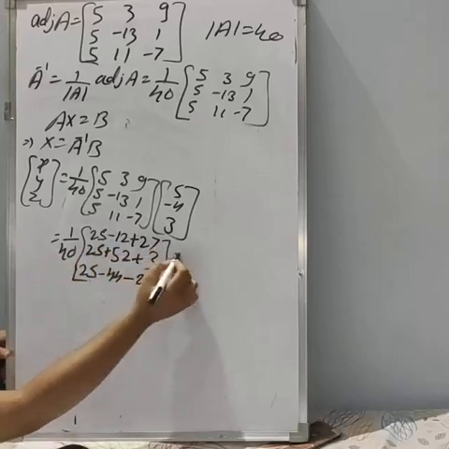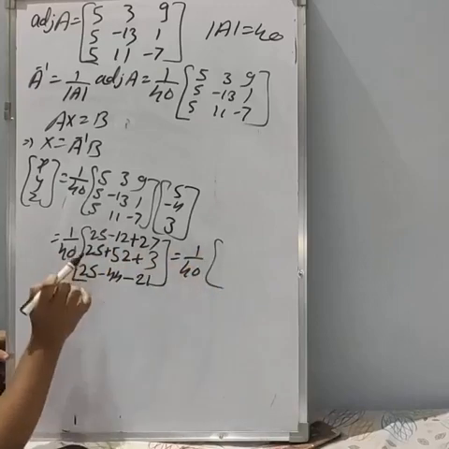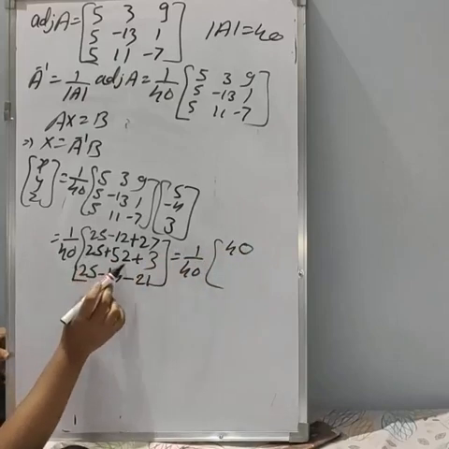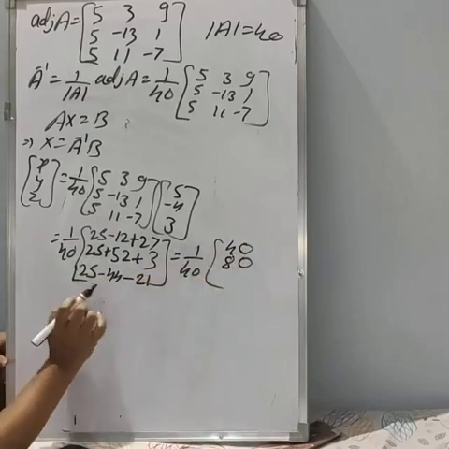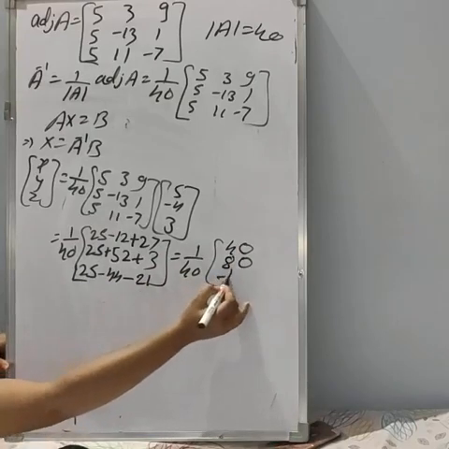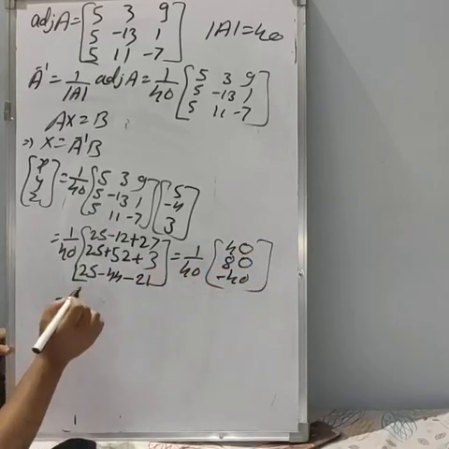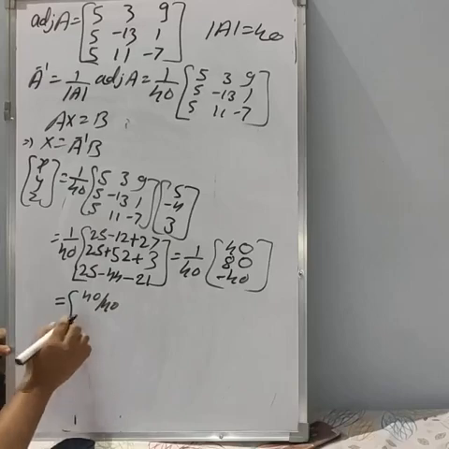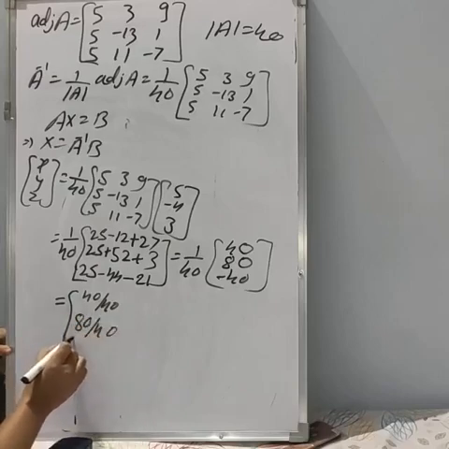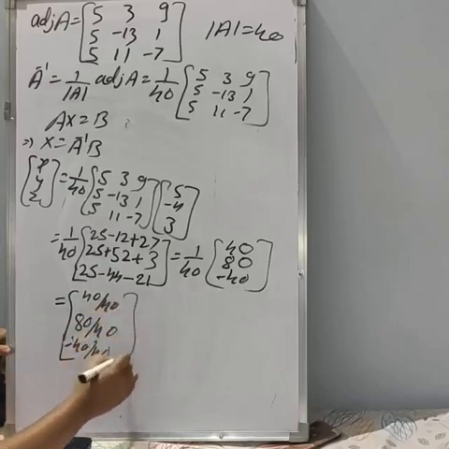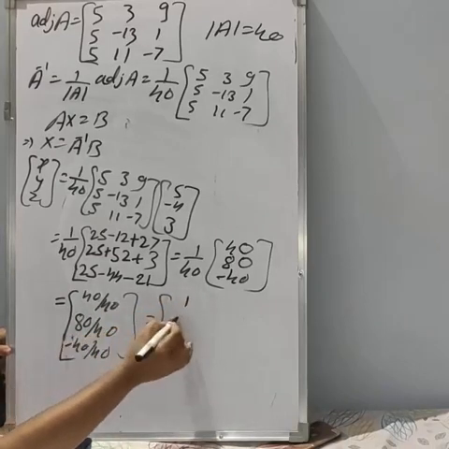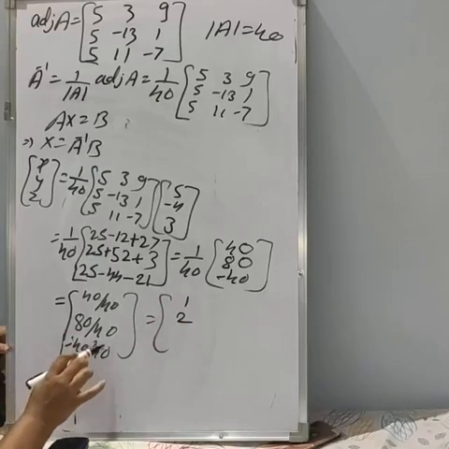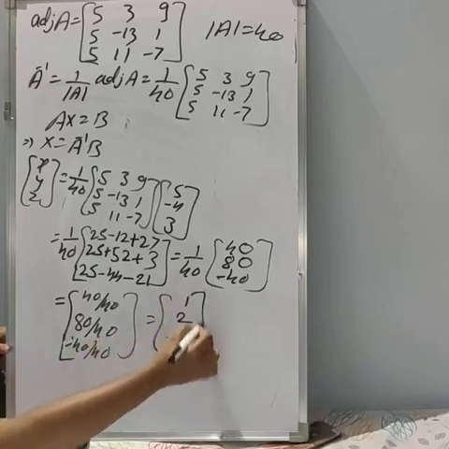Now you calculate this. So 1 upon 40 into 25 minus 12 plus 27. Use the calculator. You will get 40. 25 plus 52 plus 3, you will get 80. And 25 minus 44 minus 21, you will get minus 40. Now divide by 1 upon 40 inside. You will get 40 by 40, 80 by 40, and minus 40 divided by 40. So 40 by 40 is 1. 80 by 40 is 2. Because 0, 0 get cancelled. 4 2s are 8. Again 0, 0 get cancelled. 4 1s are 40. But here we have minus sign, so it is minus 1.